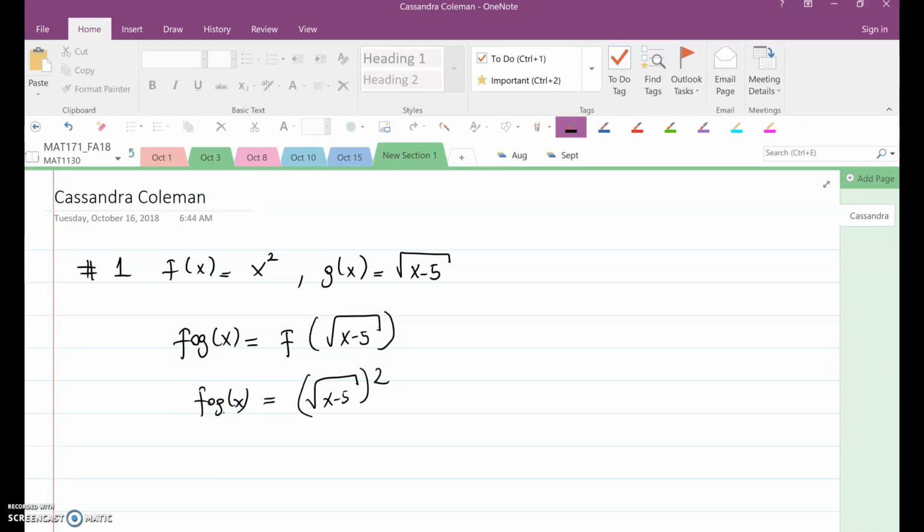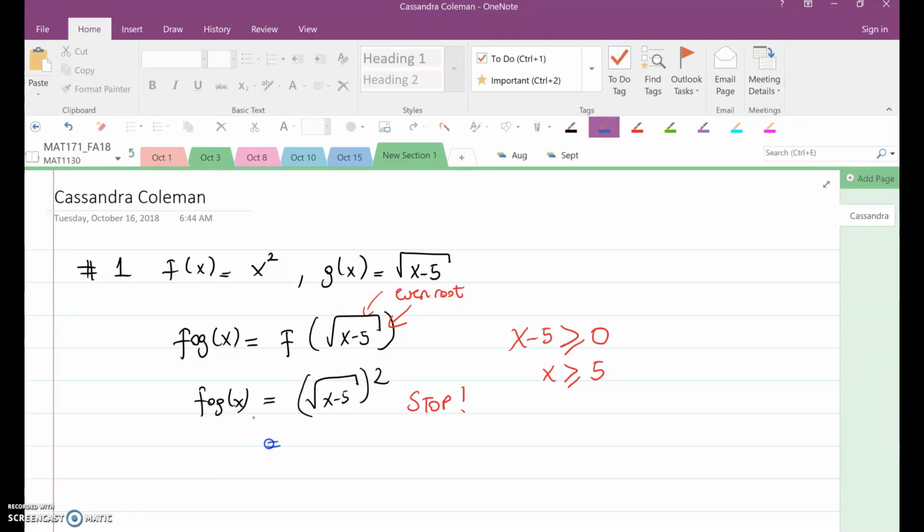Now, stop and think here. Because inside function is square root of x minus 5. So then x minus 5 should be greater than or equal to 0, right? Because it's an even root. This is an even root. So x minus 5 inside the square root should be greater than or equal to 0. Then x should be greater than or equal to 5. So this is our first restriction.